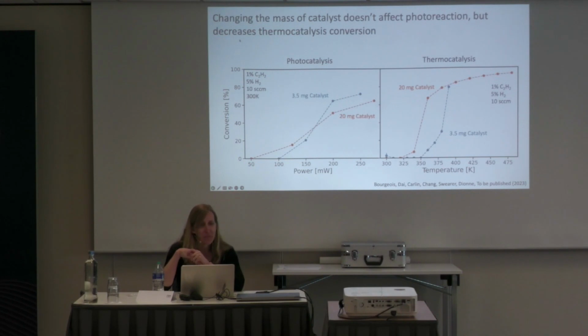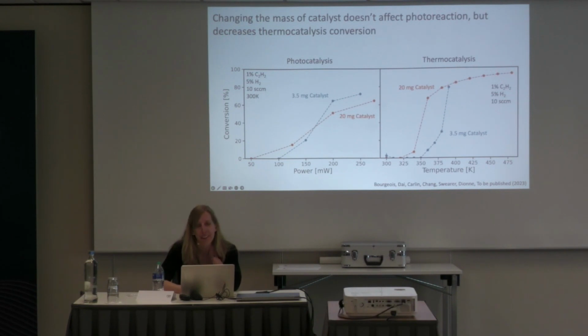And then what we did is change the mass of the catalyst. So in photocatalysis, what we found is that when you change the mass of the catalyst, as you increase the illumination power of the blue laser that we were using here for photocatalysis, the conversion yield just keeps going up with increasing power, and it doesn't really matter how much catalyst we're using.